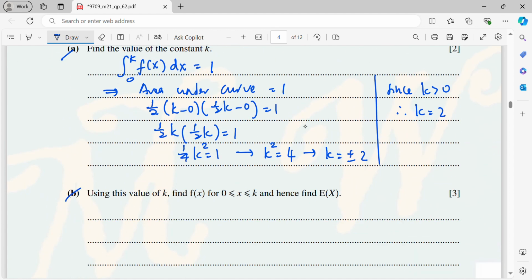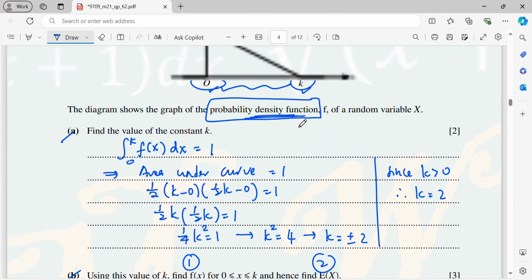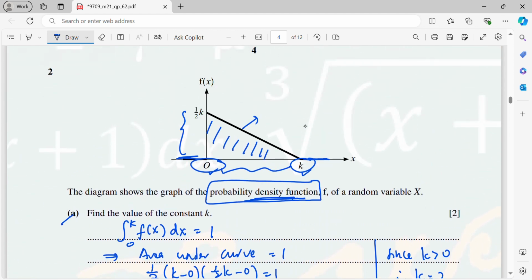Now part B: using this value of k, find f(x) for x between 0 and k, and hence find E(X). So this is the first part, and E(X) is the second part. Here we know that the function is basically this straight line. To find the straight line, we need 2 points. Then we can find y equals mx plus c.